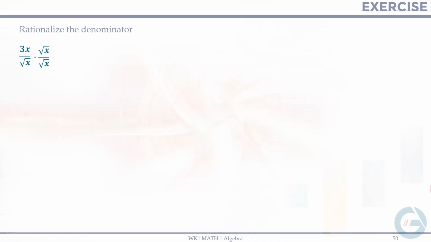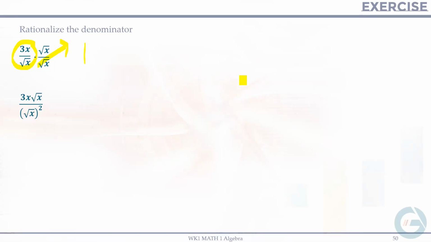So what is the equivalent of this one? The same value, numerator and denominator. This is equivalent to what? To 1, right? Square root of x over square root of x. So it's just like multiplying this expression by 1. So nothing changes, right? So any number multiplied by 1 equals that number. So we have now 3x times square root of x for the numerator.